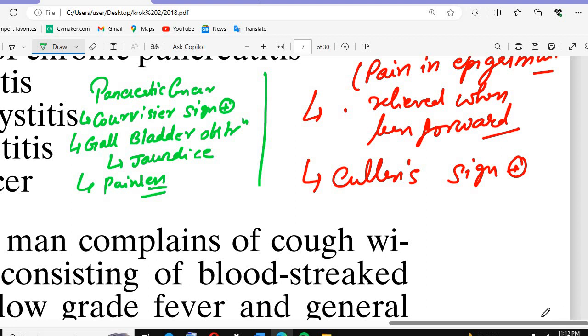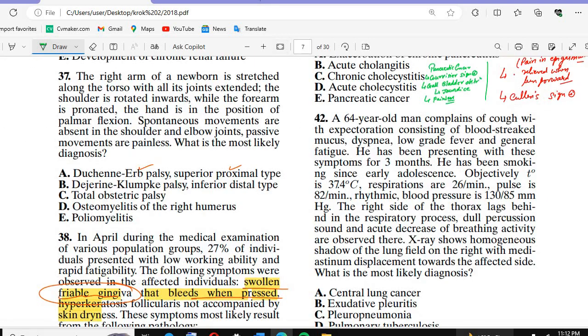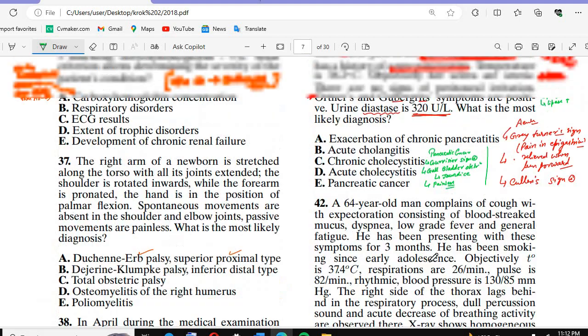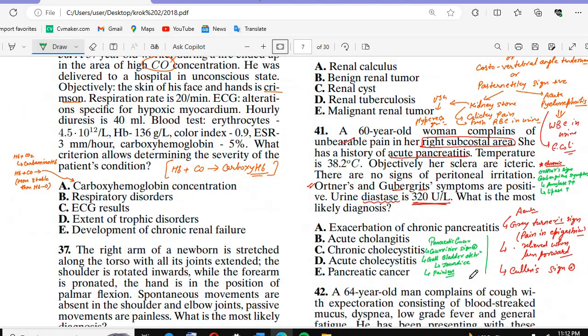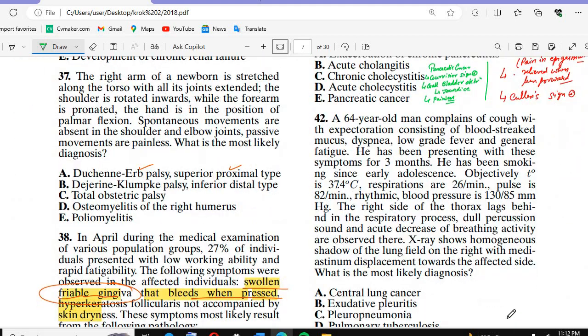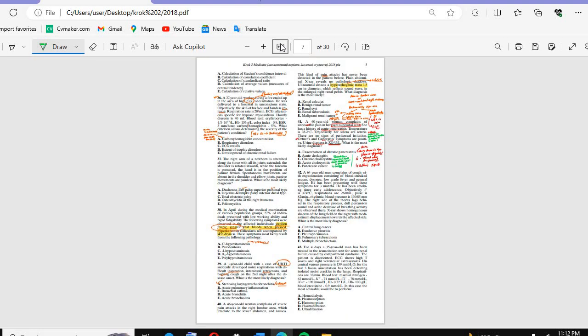So remember these things. For the rest, revise the whole topic of pancreatitis that we discussed, and your questions will be solved. After that, question number 42. There are two questions.